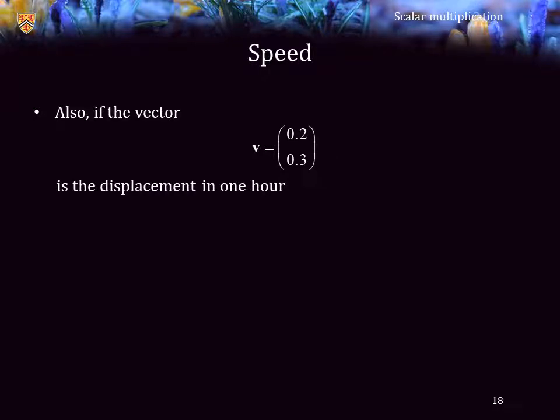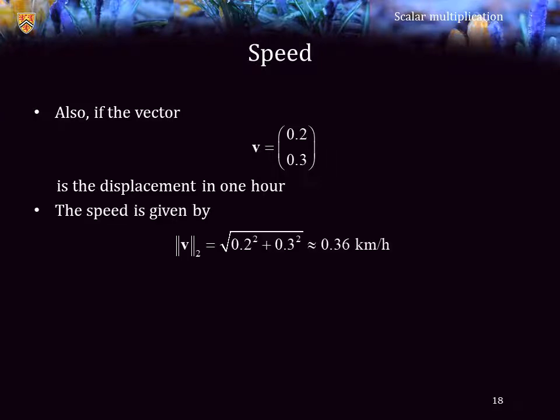Also, here's one observation. If this vector tells us how far the vehicle has been displaced in 1 hour, 0.2 kilometers to the right, 0.3 kilometers up, then we can calculate the speed of the vehicle simply by taking the 2 norm of this vector. In this case, in order to move that far in 1 hour, the vehicle would have had to have been moving approximately 0.36 kilometers per hour.